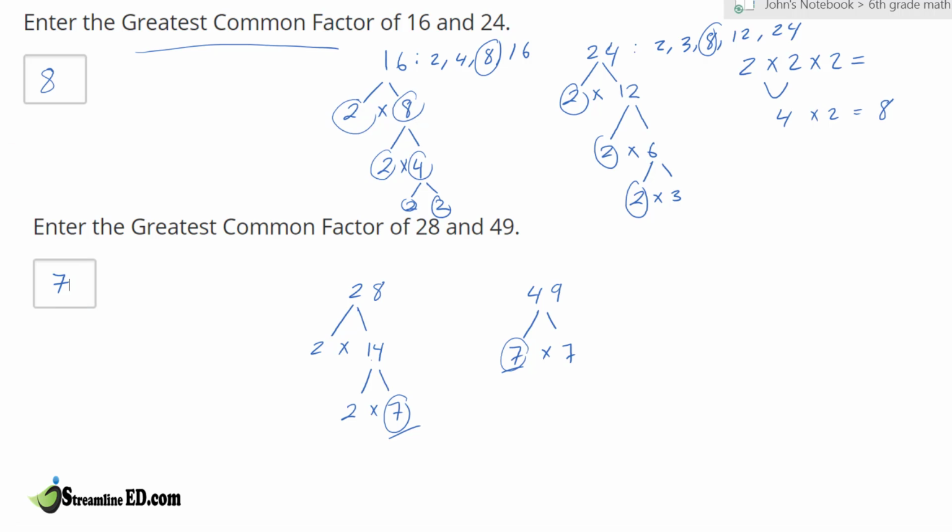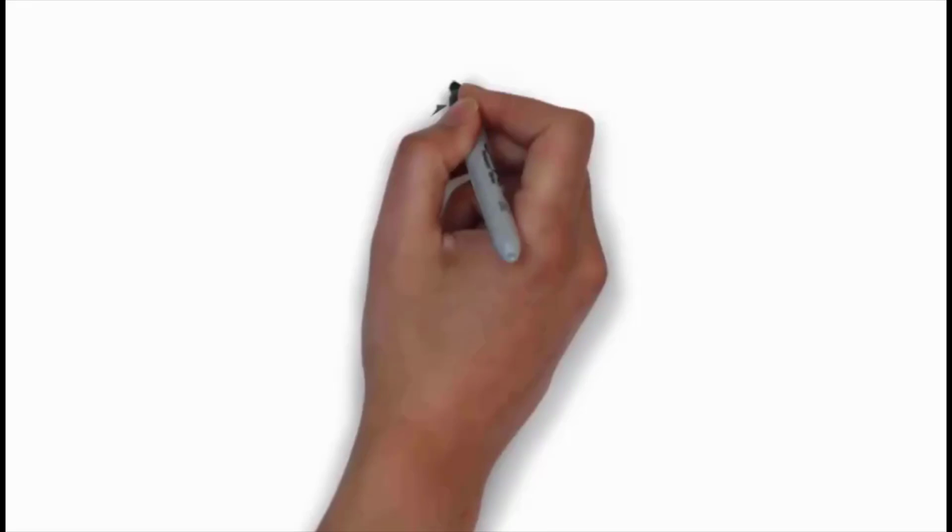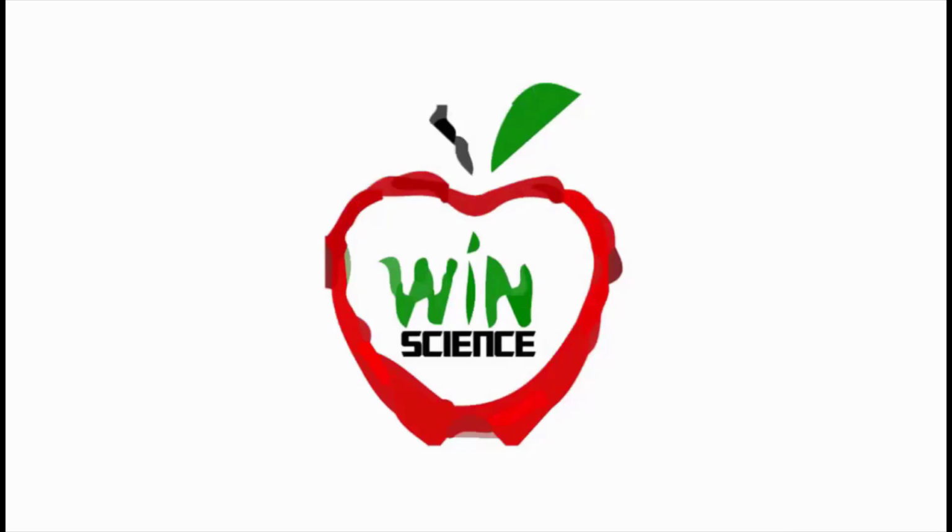And that is how we use prime factorization to find the greatest common factor of any two numbers, even if they are very large numbers. Thank you for watching, and we hope that this video has empowered you to do well in your math class.